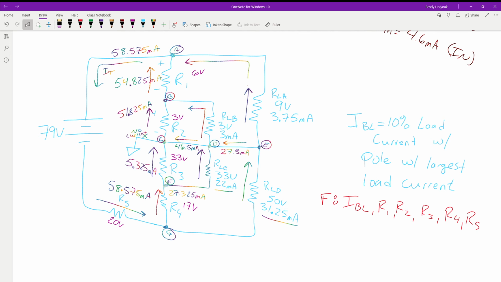R1 is 6 volts divided by 54.825, 109.439 ohms. I agree. Because at this point, that's the only thing that we have left. We have our current, we have our voltage. The only thing is to find it.